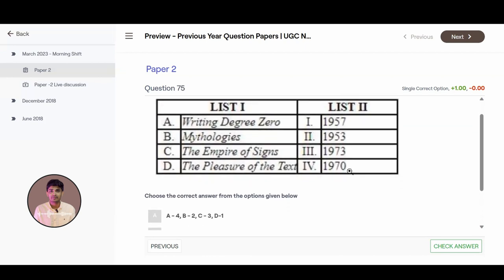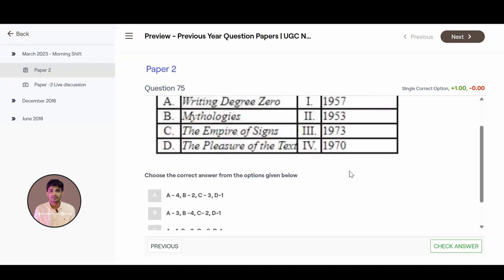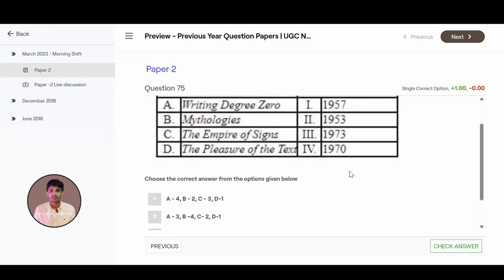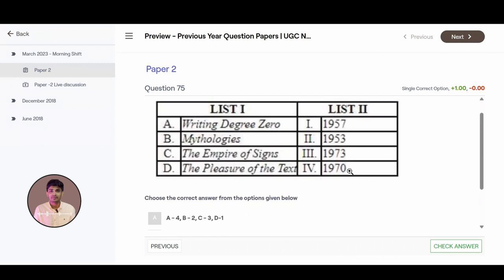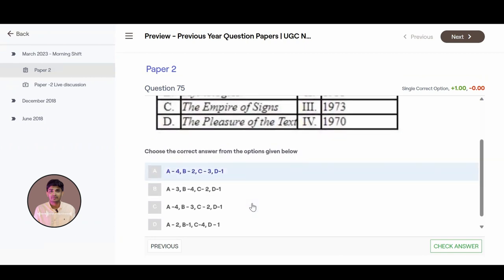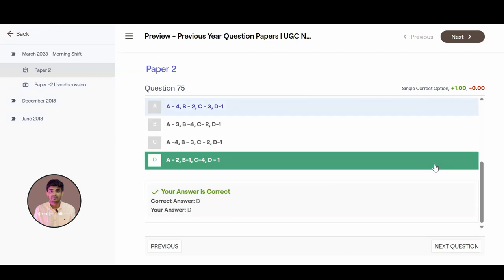75th question. It's a connect question. Connect the works with the year of publication. Before that, tell me what is common between these works. Can you guess? What is a common element in these works? These works are written by Roland Barthes. D is the answer. I'll tell you the years of publication. Writing Degree Zero was published in 1954, Mythologies in 57, The Empire of Signs in 70, and finally, The Pleasure of the Text in 73.